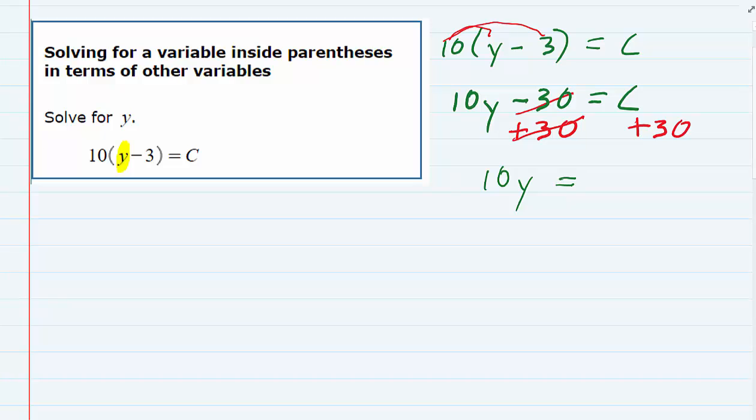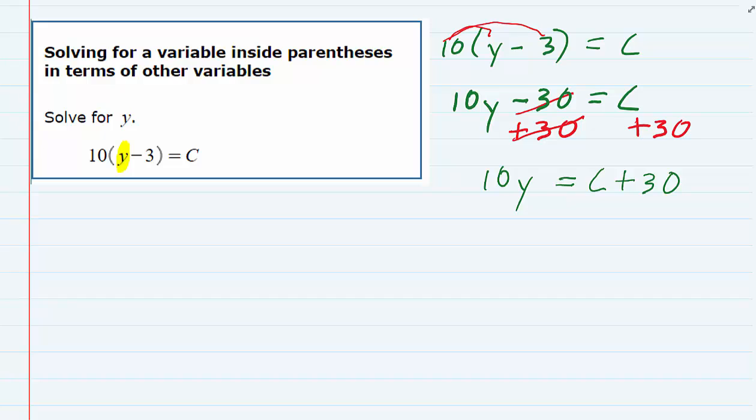No like terms there, so I can't combine. I'm just going to have to leave that c plus 30. But now I am almost home free. I just need to get the y completely by itself. So I need to get rid of the 10.